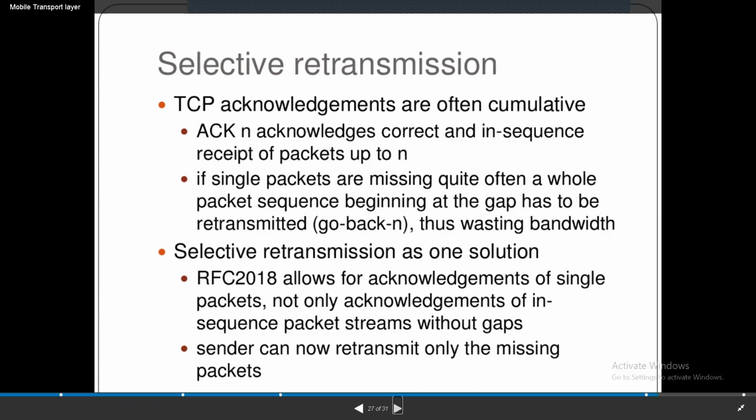Now, here in this case, what I told you about 5 packets, right? At the beginning of this topic, 1, 2, 3, 4, 5 are transmitted.